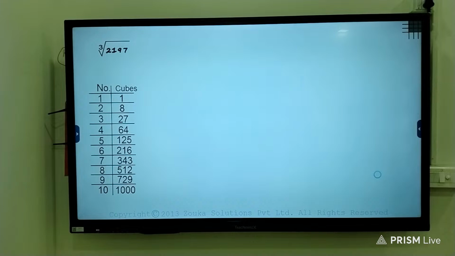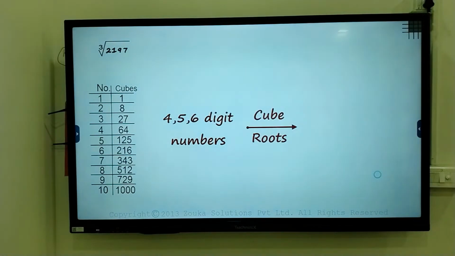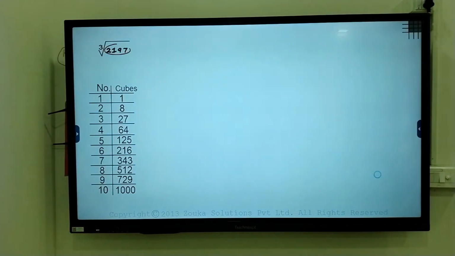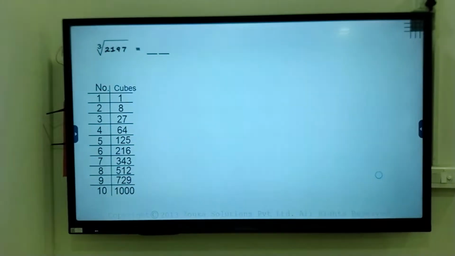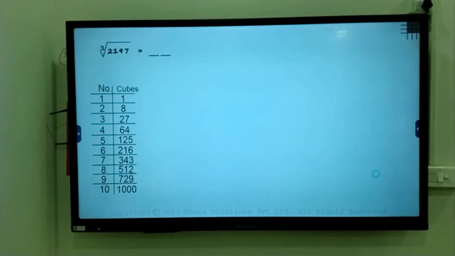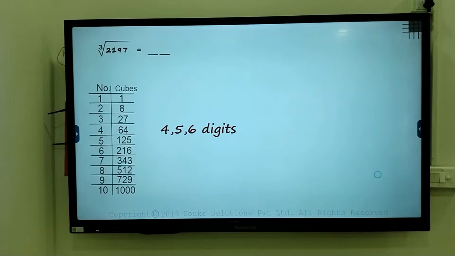Second, we should know that for 4, 5, and 6 digit numbers, the cube roots will always be 2 digits long. Since 2197 has 4 digits, its cube root will also be 2 digits long. That's it. Only these 2 things. Cubes of numbers from 1 to 10, and the fact that large numbers which are 4, 5, or 6 digits long will have cube roots which are exactly 2 digits long.